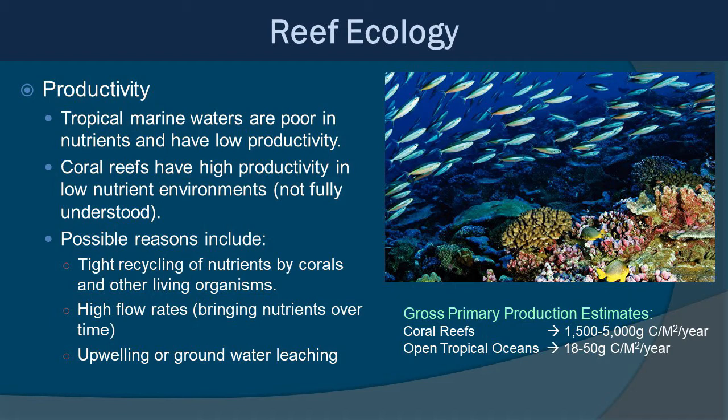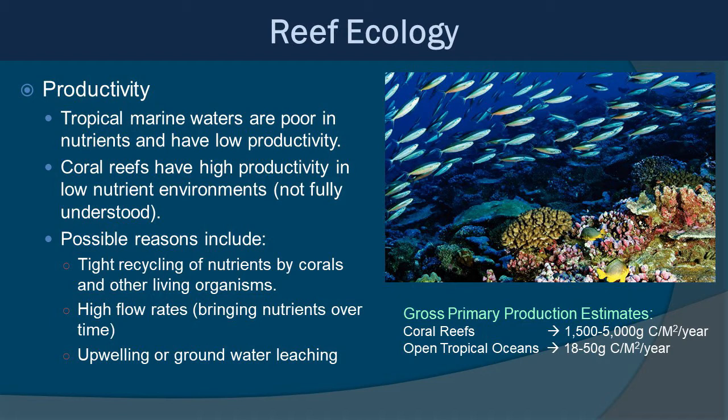Now, this is not completely understood, but the reasoning we believe is that there is a very tight recycling of nutrients by coral and other living organisms. Now, what do we mean by that? Think about it. Coral has a symbiotic, mutualistic relationship with zooxanthellae, which go through photosynthesis. They're producers that live in their tissues. So that is a really tight relationship because your plants, your producers, are essentially living in the animal's tissue and providing it nutrients directly. And the animal is providing the plant, the dinoflagellates, the zooxanthellae, nutrients directly. So this is a very tight relationship.